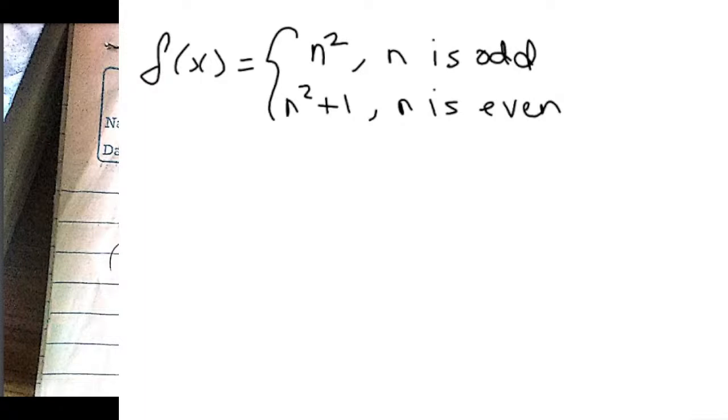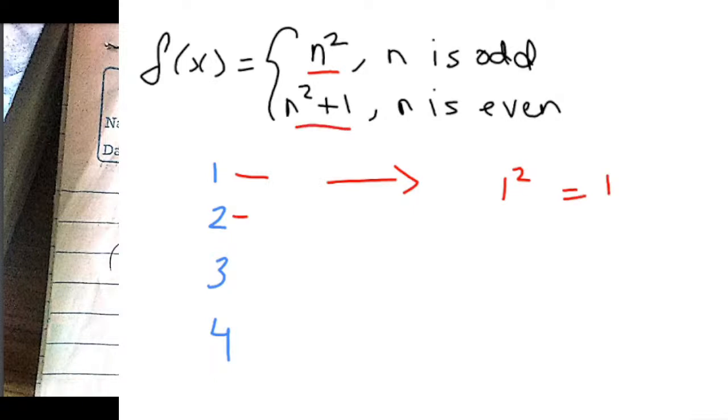So 1, 2, 3, 4 natural numbers. Okay, so now let us see about 1. Now 1 is an odd number, so I will put n square. So it will be mapped to 1 square, which is 1. And taking 2, which is an even number, I have to follow n square plus 1. So 2 square plus 1 is 5.